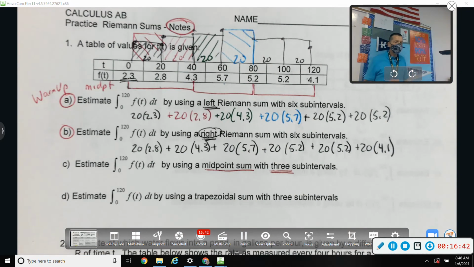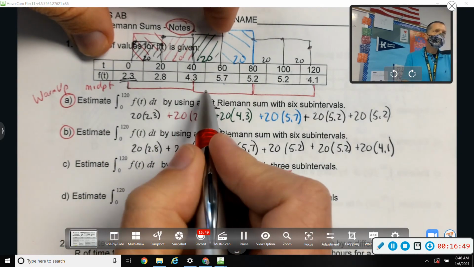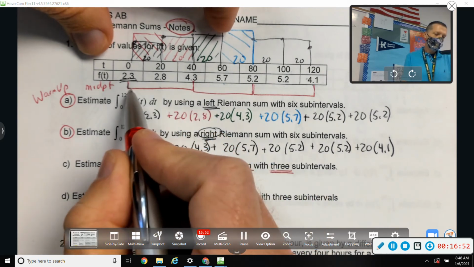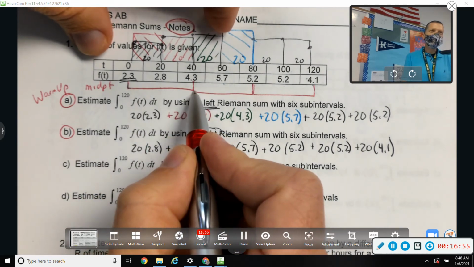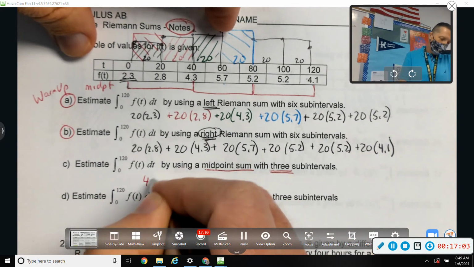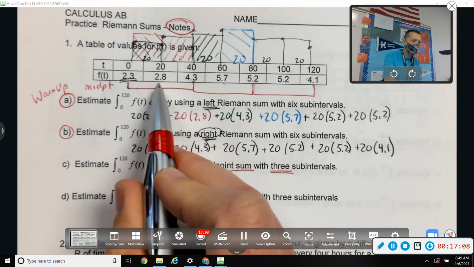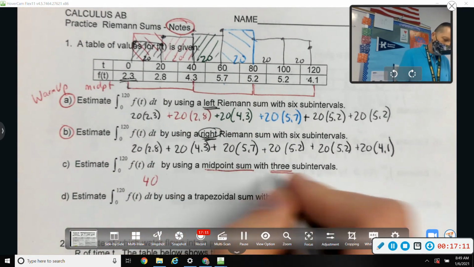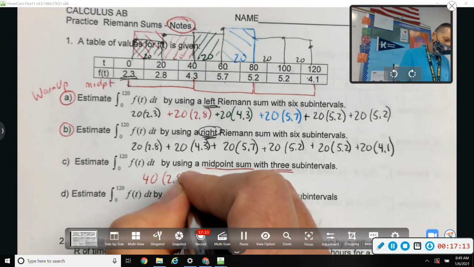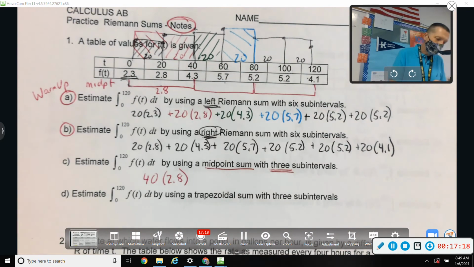So how wide is that first interval? How wide is this interval? 40. I heard somebody say 40. Does that make sense? It goes from 0 to 40, so it's 40 wide. Now I can use the left hand, I could use the right hand, or I could use the midpoint height, but it told me to use the midpoint height. So 2.8, because 2.8 would be the midpoint height of that interval.